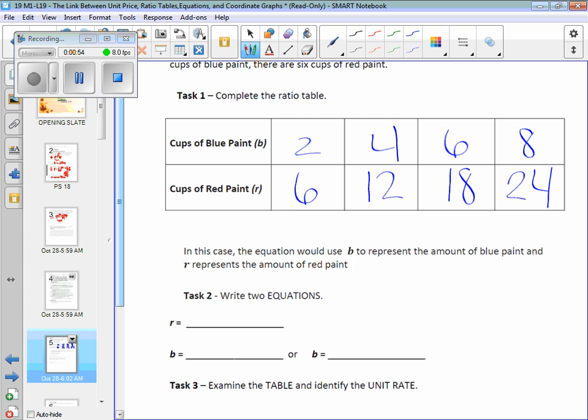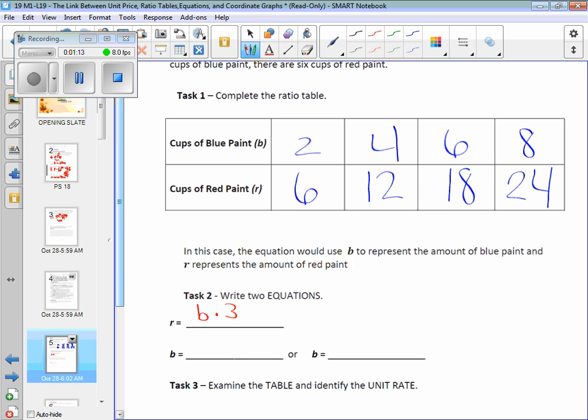Liam. R equals b divided by 3 times 6. Be careful. Oh, 3. Okay.